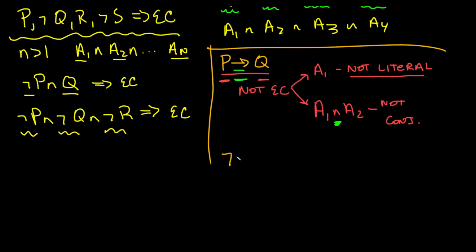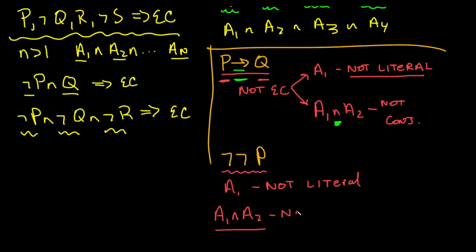Let's look at one more example. Let's say we had not P. Well, this particular formula would not be an elementary conjunction. The rationale is the same. If we treat it as a single formula, well, since it's not a literal, then it is not an elementary conjunction. Or if we said that it has the form a sub 1 and a sub 2, well, the first thing to note is that this particular formula here is not a conjunction. And so since it is not a conjunction of literals, this formula here would not be an elementary conjunction. So not P is not an elementary conjunction.